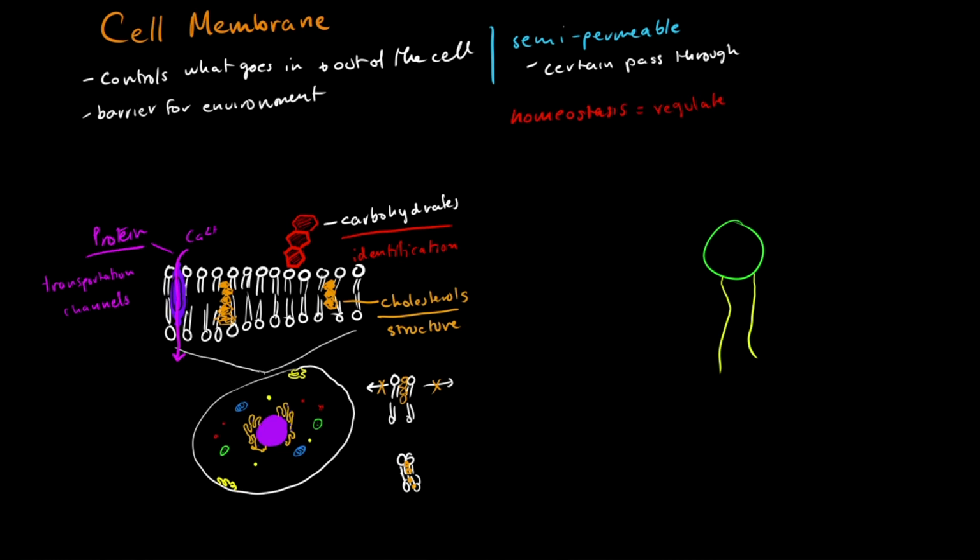Now let's take a look at the individual lipid itself, the main constituent of the cell membrane. It's made up of two main parts. First, we have a hydrophilic head, and then we have hydrophobic tails. This essentially means that the head likes water, philic meaning love, yet the tails don't like water, phobic meaning fear.